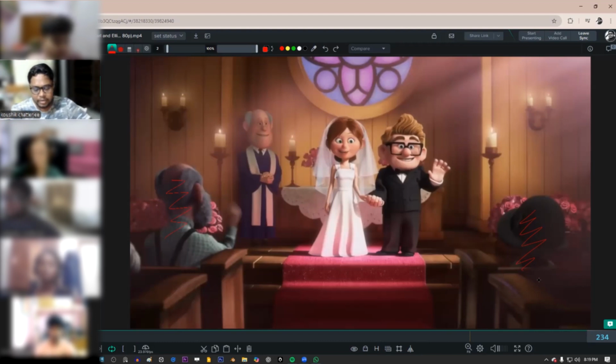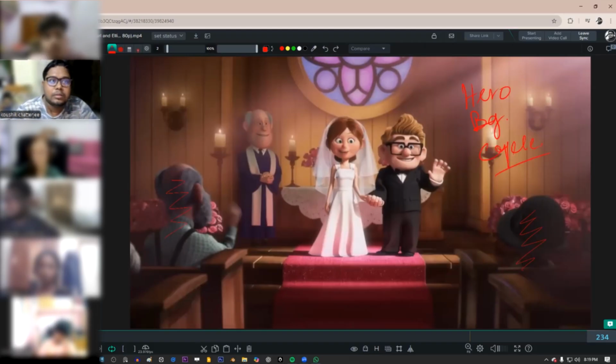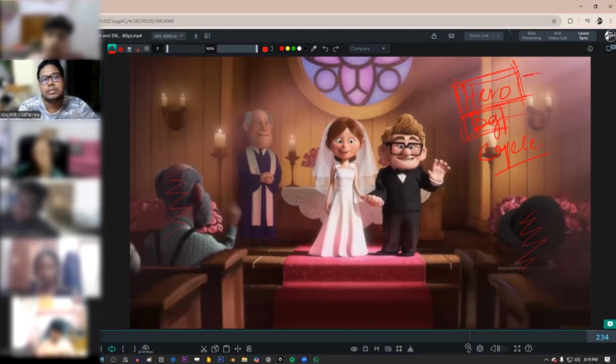There are three different types of animators. One is hero, one is BG, and another is crowd or cycle. Hero animators do what you are doing technically right now. You are animating everything, the thought process, everything. This is the character, the characters who are following these guys.